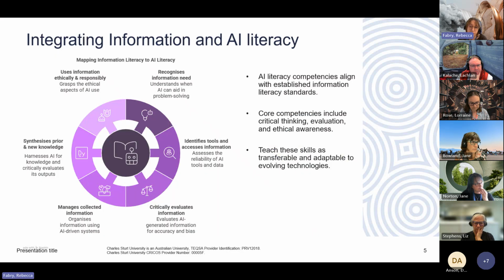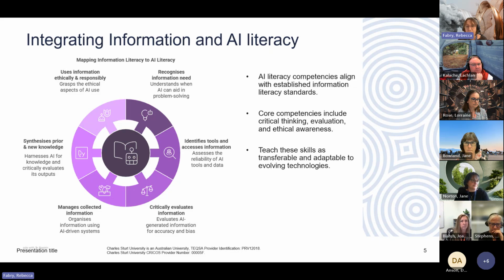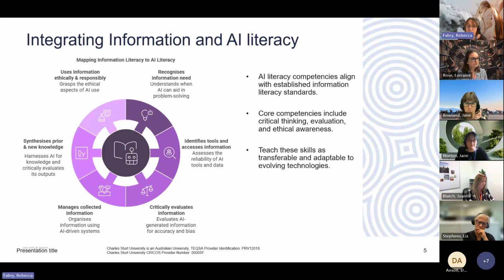To more clearly define these competencies, we worked to analyse and map AI literacy skills against existing frameworks, including the Australian and New Zealand Information Literacy Framework. The visual you can see on the screen illustrates how those AI literacy competencies align and actually complement existing information literacy standards. So we can see that they're very closely aligned. The key difference is in how they are applied in different contexts.